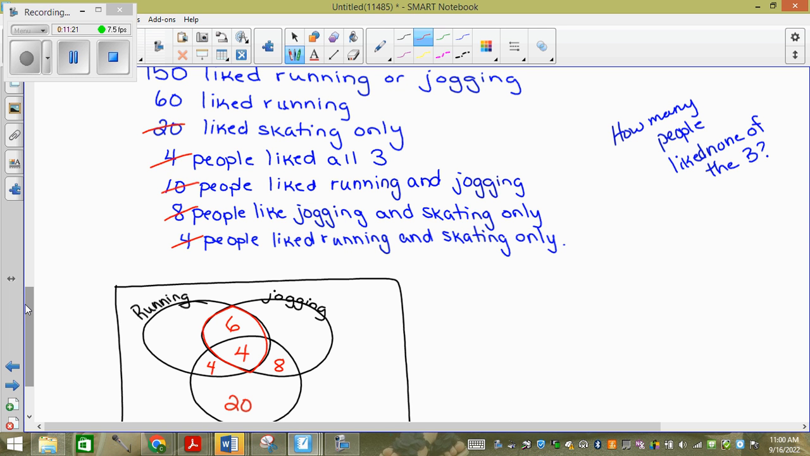So in the running circle, in this circle I should have 60. I have 18. So what is this? Oh, that's a lie. I did the jogging for the running. Running is here. In running I have 14. So what should I have here? 46.